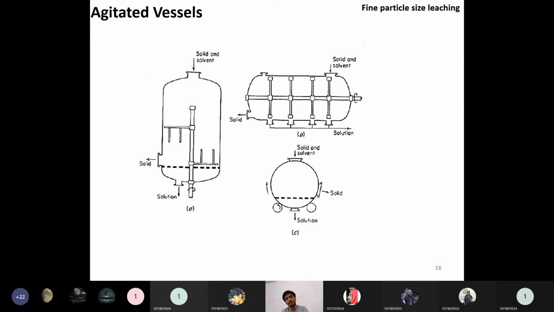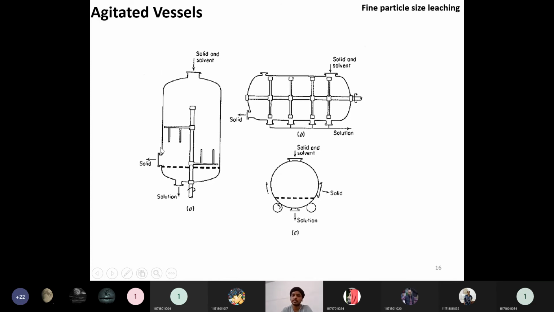Then the next one is the agitated vessels. How do these agitated vessels differ from the operations we have discussed earlier? Agitated vessel, the name itself suggests that some external force, through paddles or a stirrer, is applied. We are revolving that one. There are three types of agitated vessels. One is the vertical vessel, another is the horizontal vessel, and another type is a tumbling vessel, or tumbling sphere.